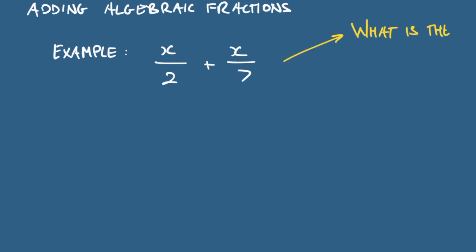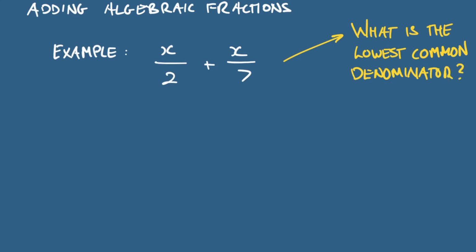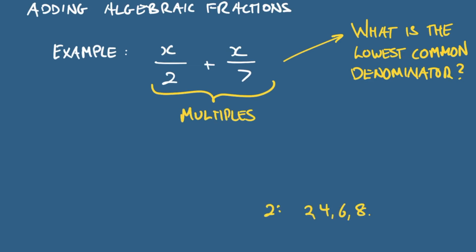And remember, my technique for doing that is I've got to find the lowest common multiple. In this case, what will be the lowest common denominator. I'm going to list the multiples of both of these, the 2 and the 7. So the multiples of 2, I'll just take the first few of them: 2, 4, 6, 8, 10, 12, 14 and 16. And for the multiples of 7, I'll take a few of those. I'll go 7, 14, 21, 28. You see I'm just going up by 7 each time, listing the multiples.